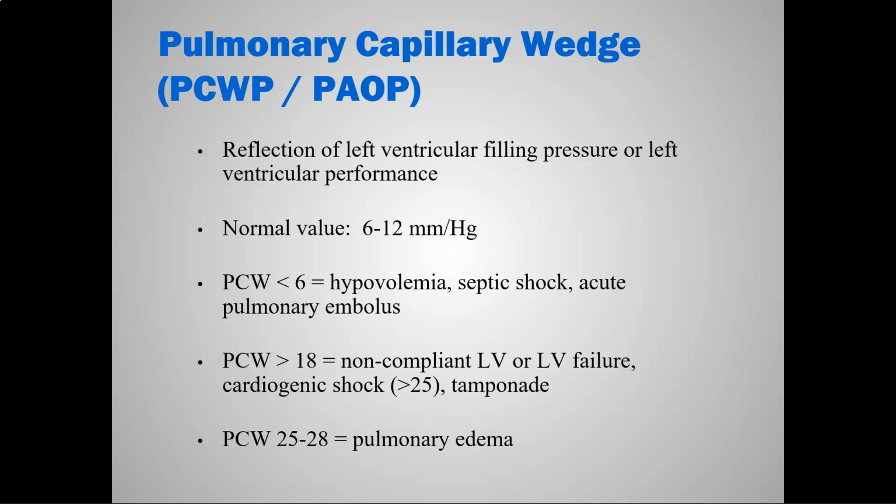So our PCW, or PCWP, if I have less than 6, we're thinking hypovolemia, septic shock, acute pulmonary embolus. Again, look at your acute onset versus my chronic onset. If it's sudden, boom, happened real quick, think PE, okay? PCW greater than 18, actually greater than even 15. Non-compliant left ventricular failure, they're not taking their meds, they're not taking their diuretics, they're not taking their calcium channel blockers. I have further failure. I'm stepping into the realm of cardiogenic shock, okay, especially with substantially decreased ejection fractions or volumes.